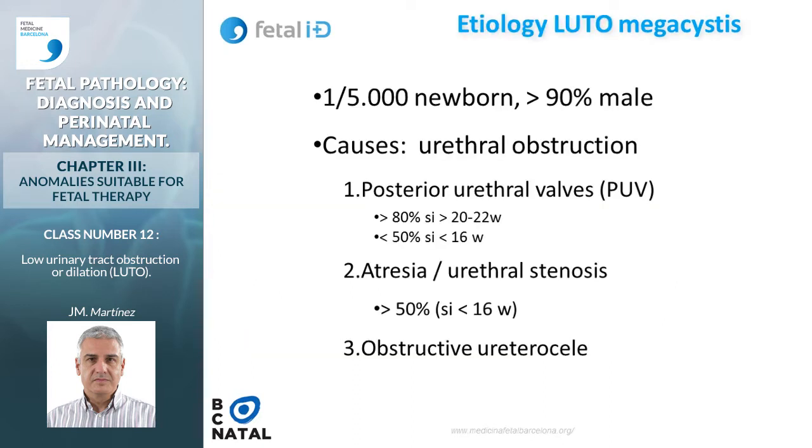LUTO typically affects males. In 90% of cases, the main cause is the urethral obstruction, in the majority of cases due to the posterior urethral valves. But we do have to remember that if the diagnosis is before 15 to 16 weeks, up to 50% of cases will correspond to urethral atresia or stenosis, and this has an important prognosis factor regarding also the fetal therapy. We also have to comment that obstructive ureterocele is an important cause of urethral obstruction that we have to take into account in the diagnosis.